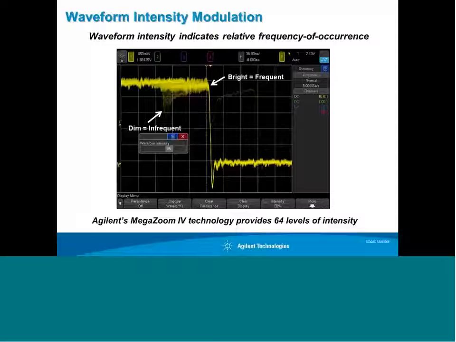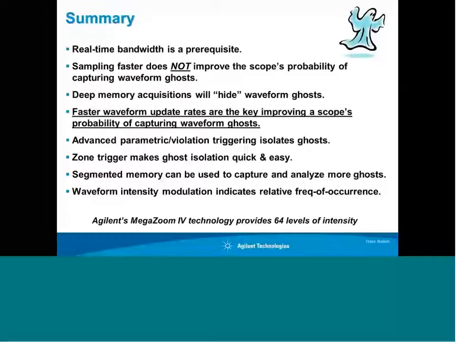So if you come across a scope that has 256 levels, and we have some that have that, you can't see 256 levels of intensity. So 64 is more than enough. And to be honest, 16 levels of intensity is sufficient. So let's review what we've learned today before we go to our Q&A.